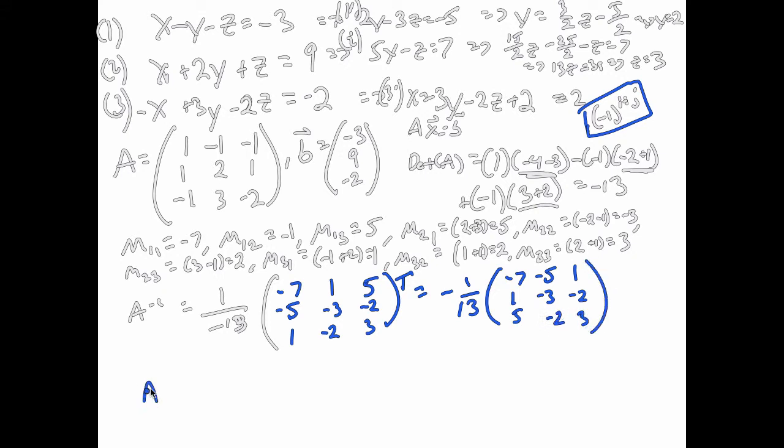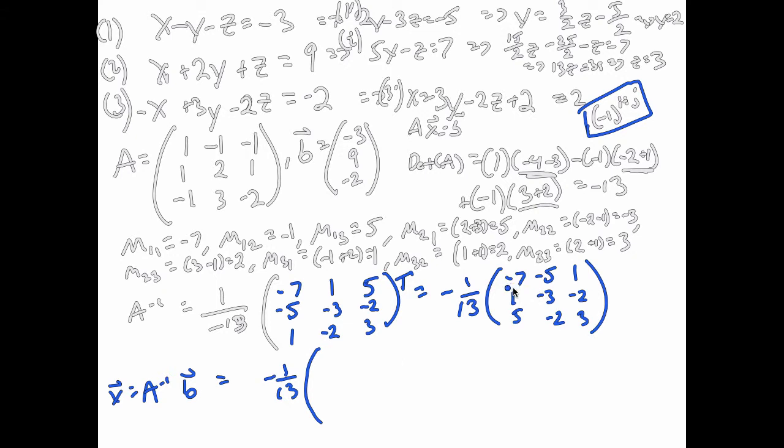We want A inverse B will give us X, because AX equals B, so A inverse B equals X. We left multiply both sides by A inverse, as we did in the lectures. That gives us negative 1 over 13. We can go through and do this thing out. It's going to be a vector. I'll give myself some space there.